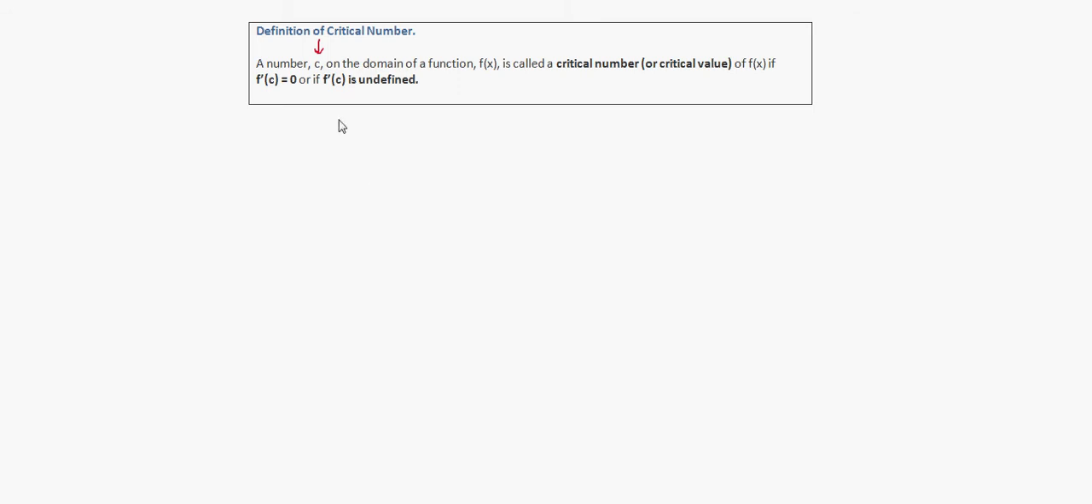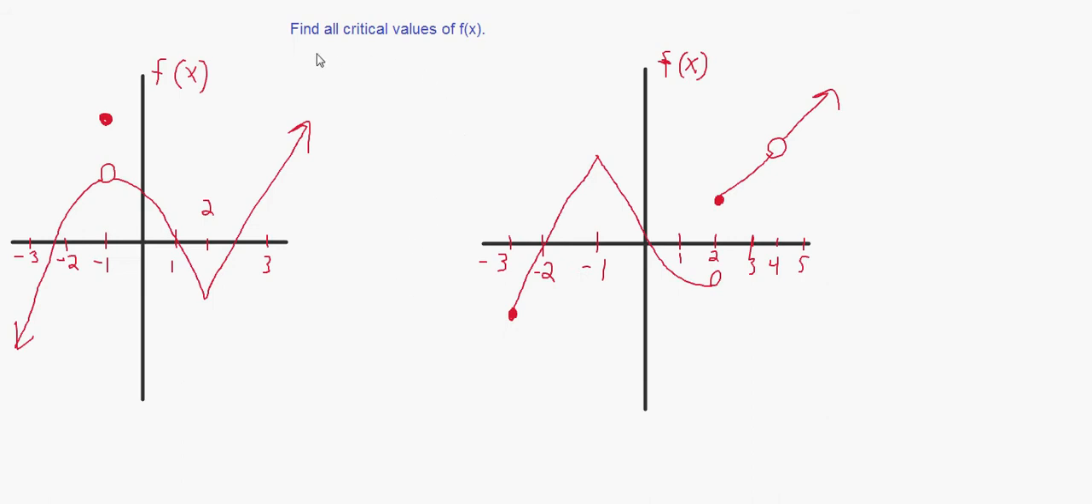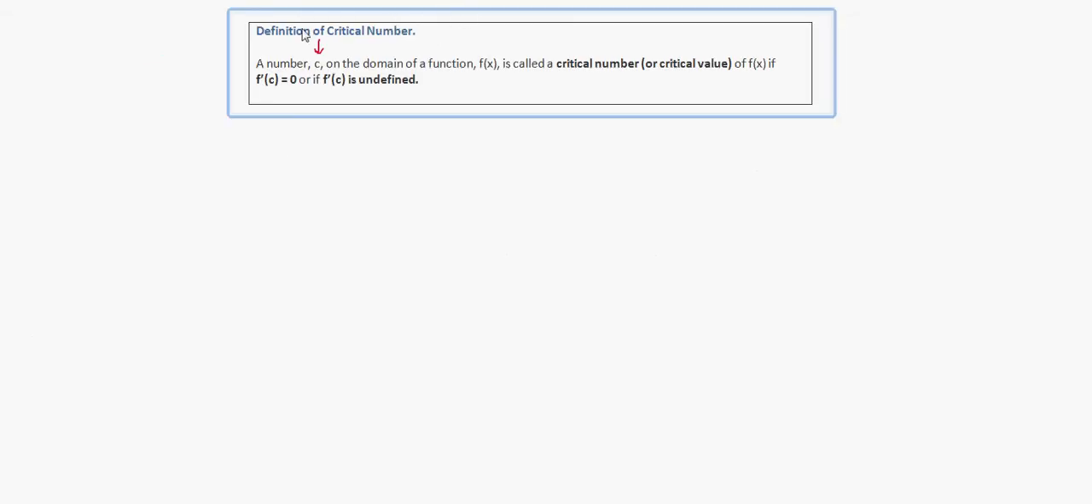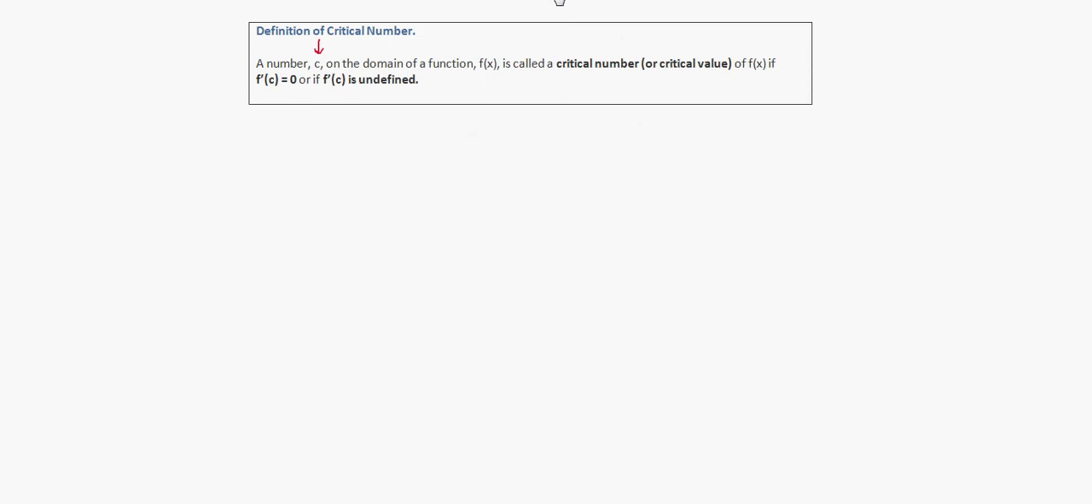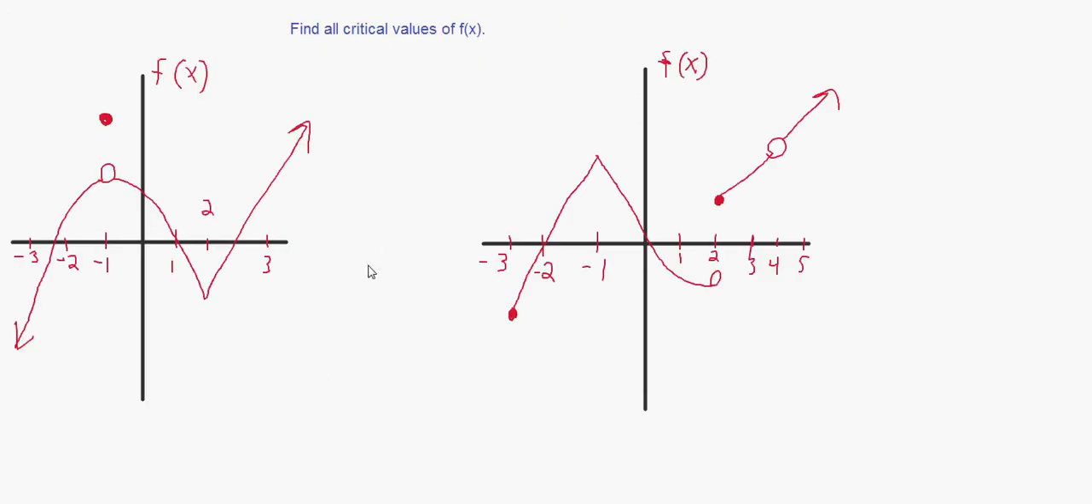That is all. So let's take a look at some examples. Let's look at graphical first. Find all critical values of f of x. Well, remember, all we're looking for is where the derivative is 0 or undefined. So we've got to find out where the derivative is 0. Well, since this is f of x, a derivative of 0 means that there's a horizontal tangent line. That can happen in 3 ways.